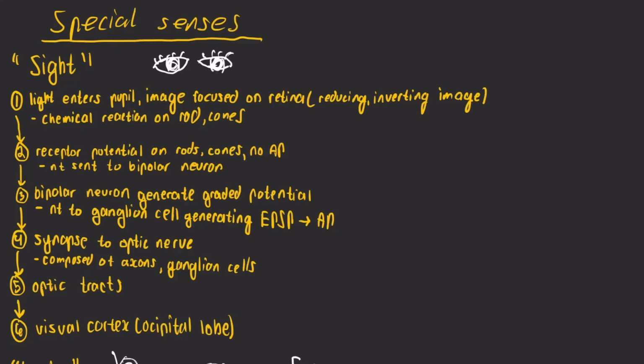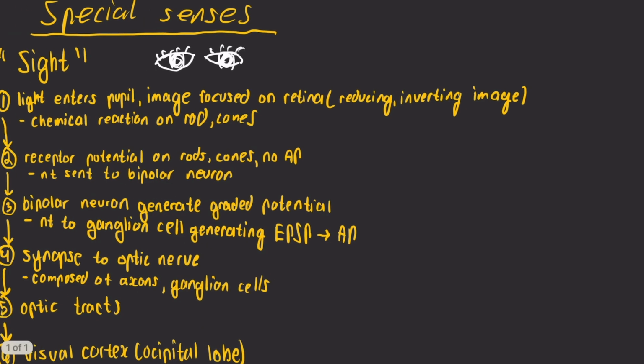Hello class, today we will be looking at the neuronal physiology of how sight and hearing work. These are included in our special senses. We are going to start with sight.